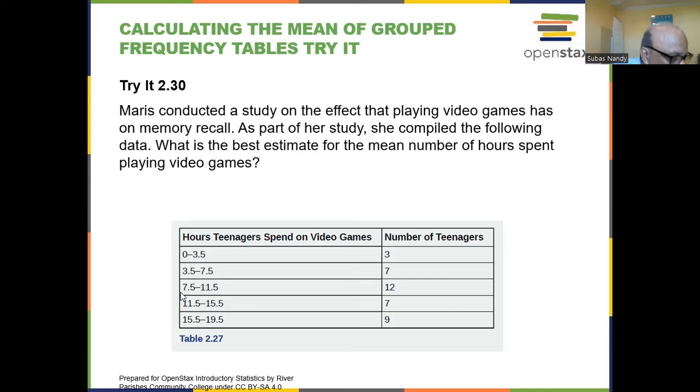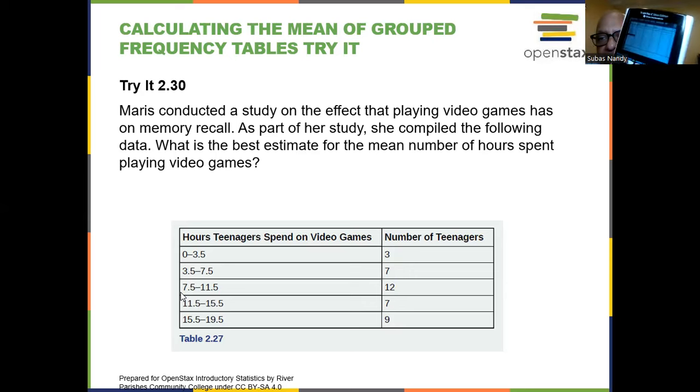So let's go to our calculator. Press the second button, then the plus button above enter, then number 4. Clear all this, done. Then stat and 1. So the midpoint of the first class is not 1.75. We will enter this in L1 as 1.5. The next one is 5.5, then 9.5, then 13.5, and the last class is 17.5. So I entered all the midpoint values in L1.